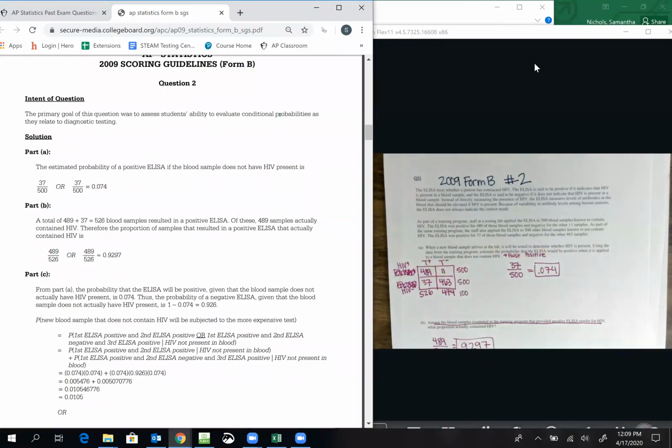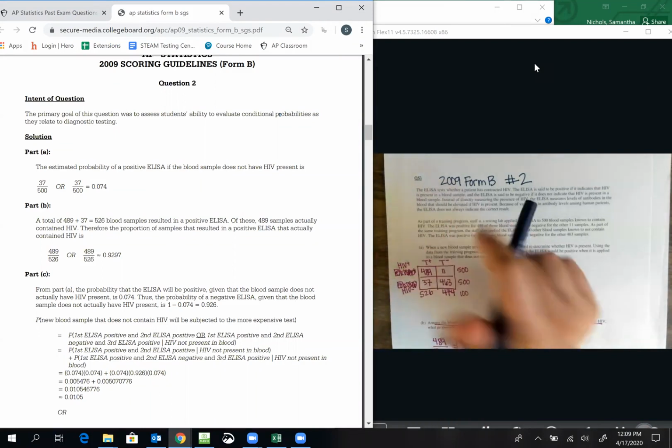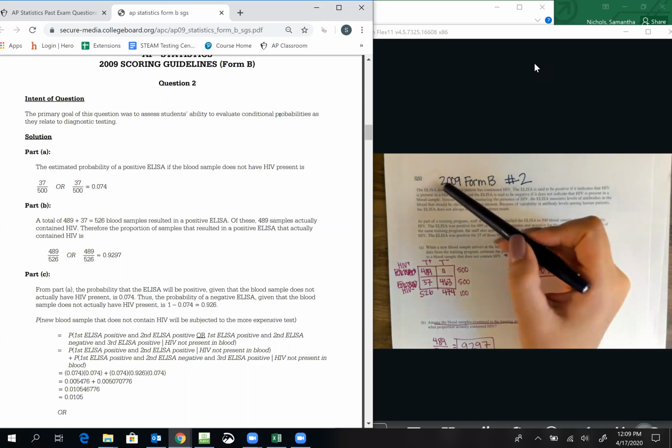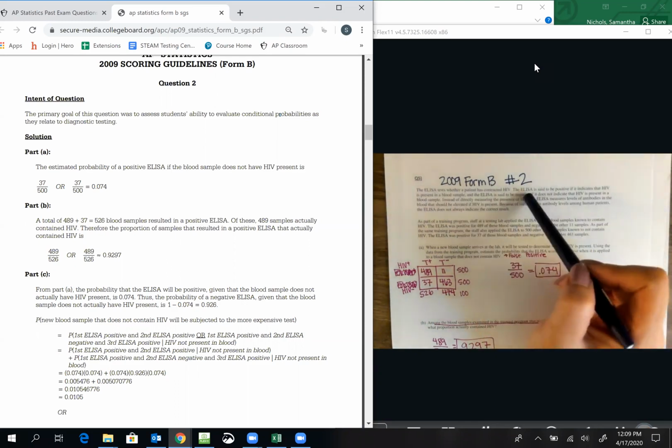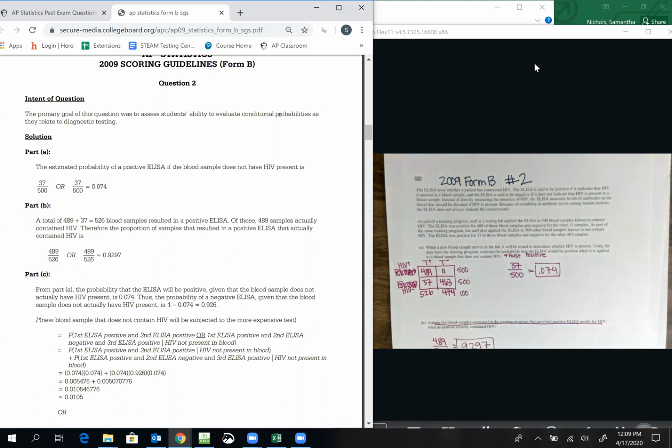This is question 5 in our FRQ packet. The original question came from the AP Statistics Exam 2009 Form B, Question 2, if you want to read the scoring guideline in more detail. For part A, it has a bunch of information about the test, gives you a bunch of numbers.